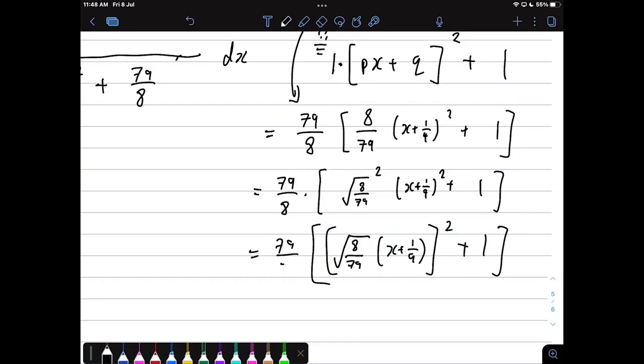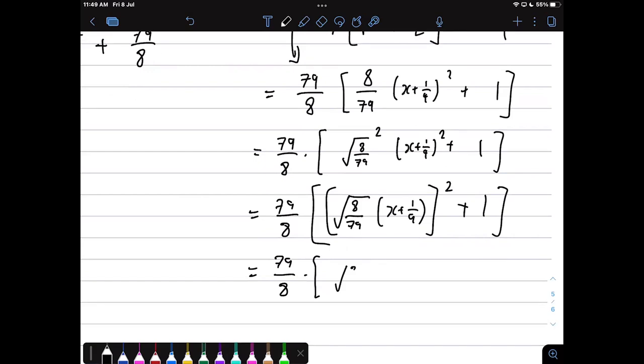Simplify 79 over 8, no choice. I have to keep on tagging along. I'm going to get rid of it later. So now you just have square root 8 over 79 times x plus square root 8 over 79 times 1 over 9, bracket square, plus 1. Clear so far? I just multiply in.